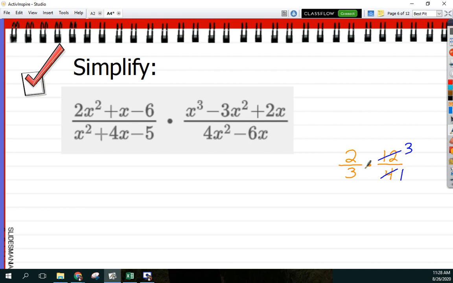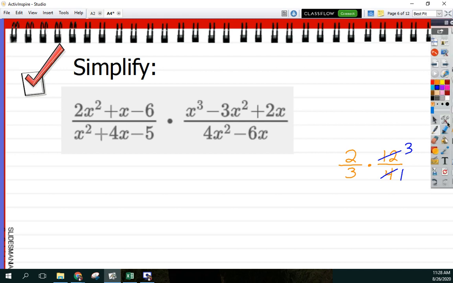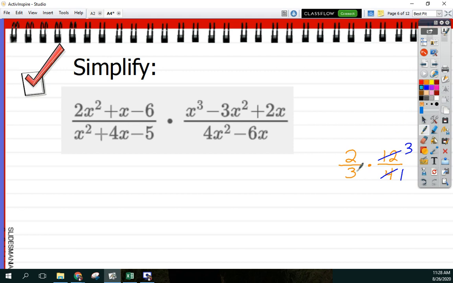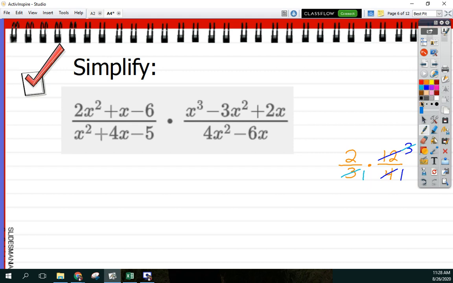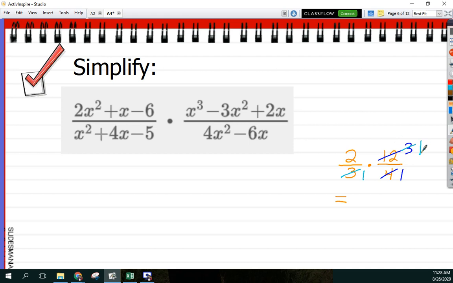However, now that I have a multiplication problem, I can also reduce diagonally. So notice that 3 goes into itself one time and into itself one time, and now we can just multiply straight across. 2 times 1 gives me 2. 1 times 1 also gives me 1, so I would have 2 divided by 1, which is just 2. So we could have done it that way. We also could have multiplied just straight across to begin with.